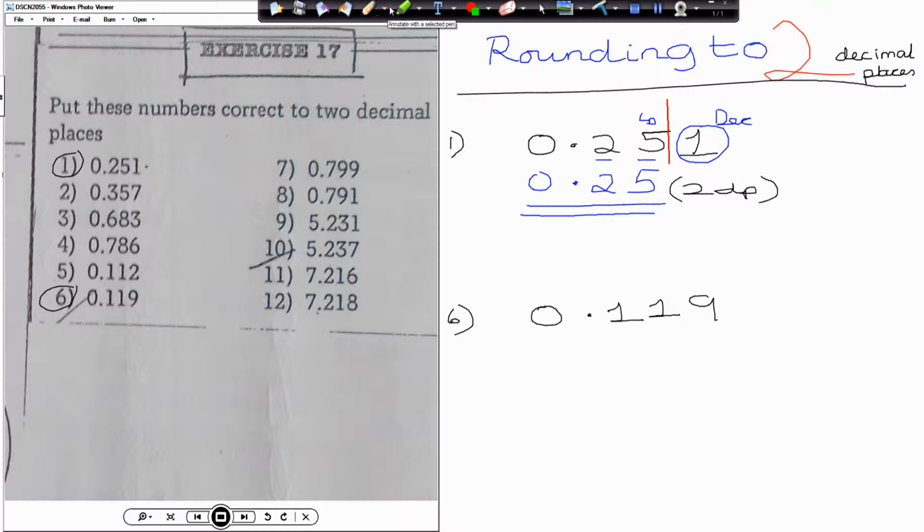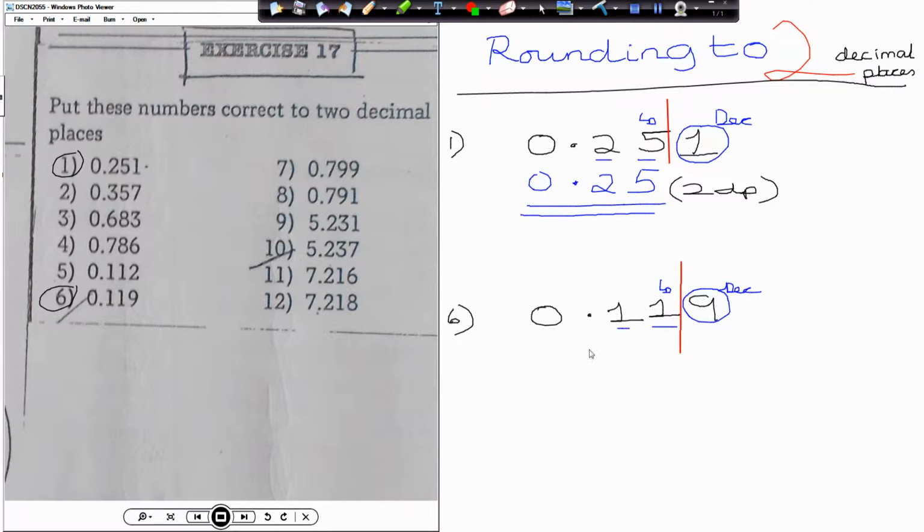Okay, let's look at the next one over here, the next example. We have 0.119. So we need to identify the first decimal place, second decimal place, and that's where we want to be. So that is going to be where we stop, that's the last digit. The next one is called the decider. I'm going to put a red line to indicate that we do not go any further than the last digit. So this is our stop line.